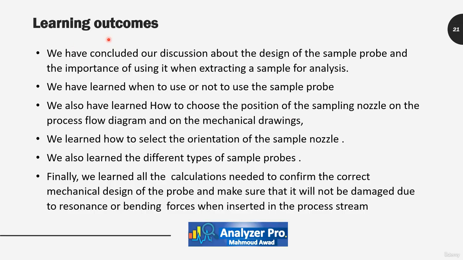With this note, we have concluded our discussion about the design of the sample probe and the importance of using it when extracting a sample for analysis. We have learned when to use or not to use the sample probe. We also have learned how to choose the position of the sampling nozzle on the process flow diagram and on the mechanical drawings. We learned how to select the orientation of the sample nozzle. We also learned the different types of sample probes. Finally, we learned all the calculations needed to confirm the correct mechanical design of the probe and make sure that it will not be damaged due to resonance or bending forces when inserted in the process stream.